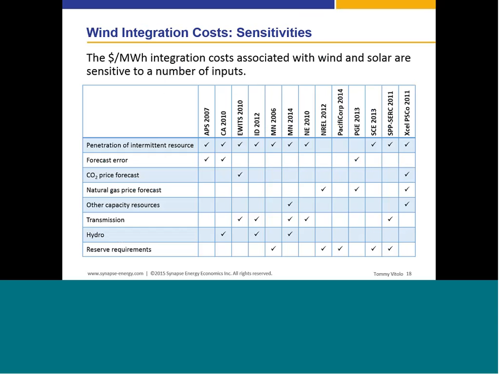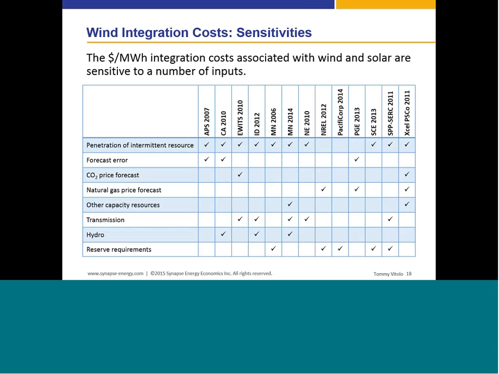But let's think about, for just a moment, what can drive this dollar per megawatt hour number up or down? Or it's reasonable to ask, does the penetration of intermittent resources drive that number? That is, if we have more and more wind and solar, does the cost go up? Well, recall what I opened with.